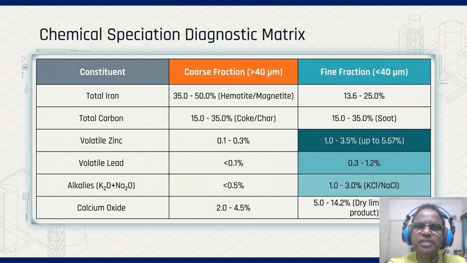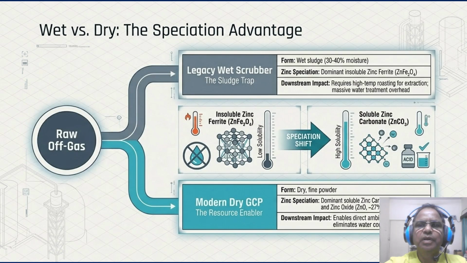The form these chemicals take in a dry system gives us a massive operational advantage over a wet system. This is the so what factor for your plant bottom line. In a legacy wet scrubber, the zinc is trapped in wet sludges as zinc ferrite. This is an insoluble trap that requires massive water treatment and high temperature roasting to recover anything.